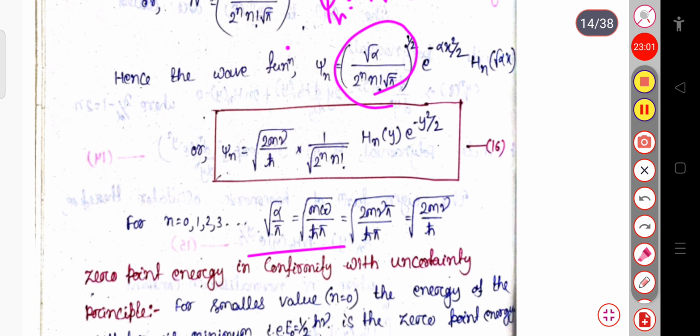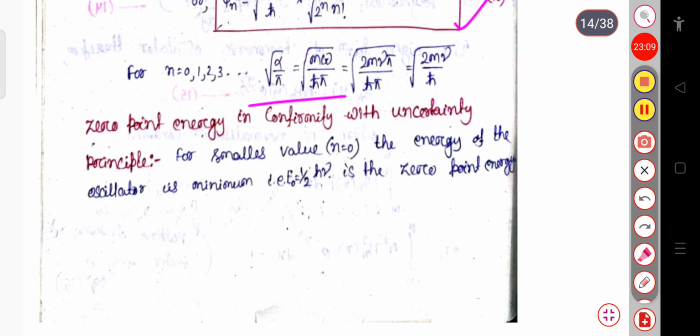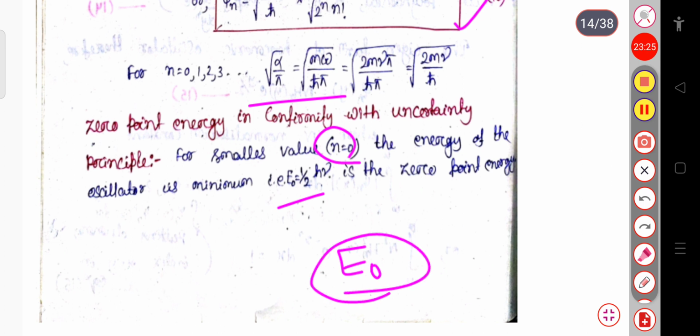This ψn represents the energy eigenfunction of the simple harmonic oscillator. Now you will see the zero point energy conforms with the uncertainty principle. So for the smallest value of n equal to 0, the energy of the oscillator is minimum, that is E0 equal to 1 by 2 hν. This E0 represents the ground state energy or the zero point energy.